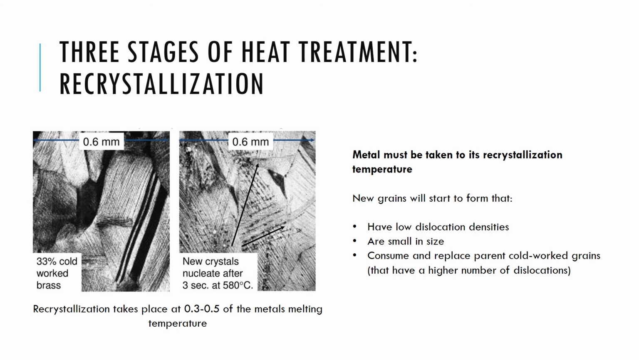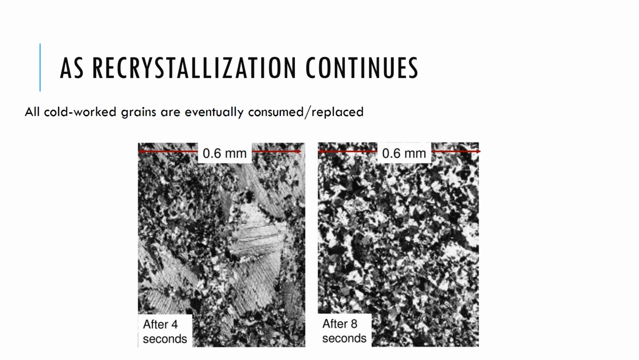There's then a recrystallization stage. So as we cool the material down, it will start to recrystallize. And this will then form new grains that have lower dislocation densities relative to the cold worked metal. They'll be much smaller in size, and they will consume and replace the parent cold work grains. And eventually all of those cold work grains are consumed and replaced.